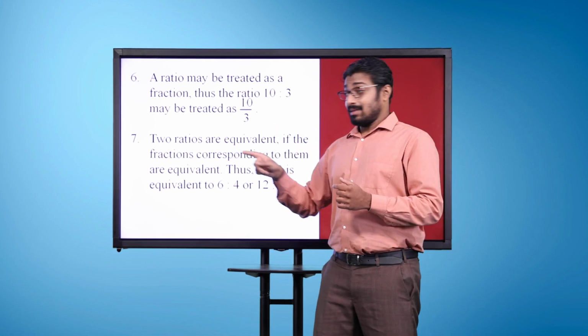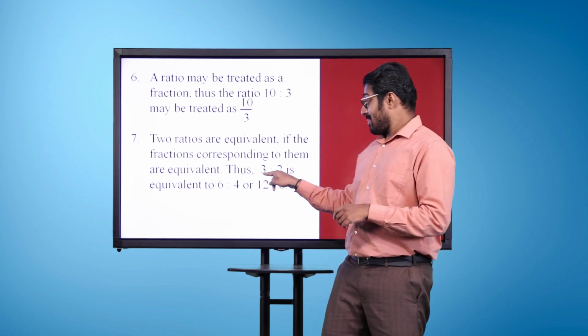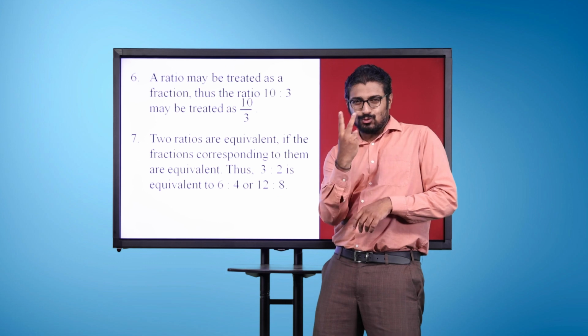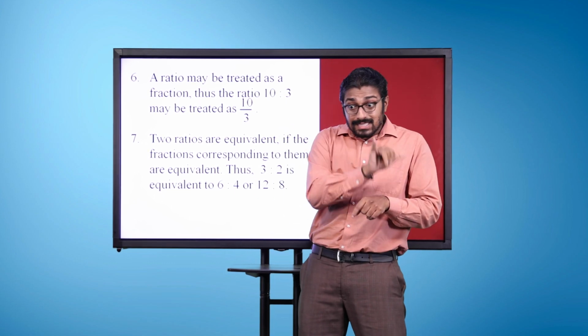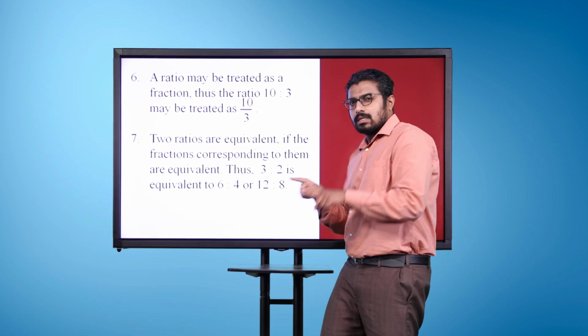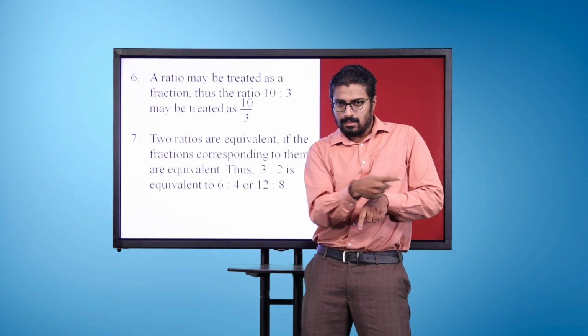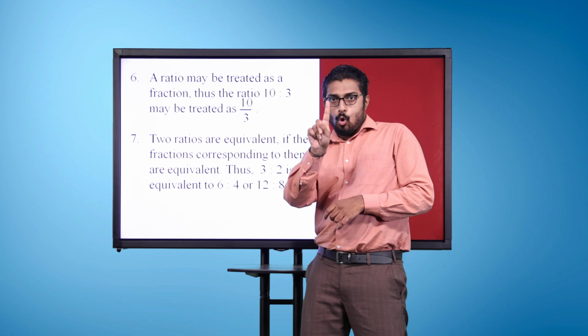7. Two ratios are equivalent if the fractions corresponding to them are equivalent. Thus, 3:2 is equivalent to 6:4 or 12:8.